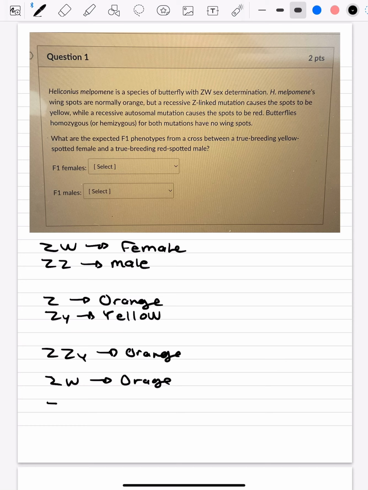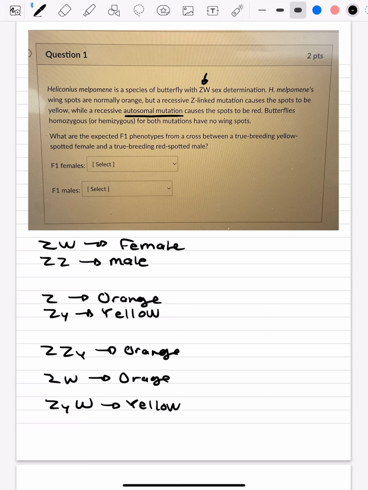Autosomal mutation means that it's a mutation located on any chromosome apart from the sex chromosomes. Autosomal is going to be located on an autosome. An autosome is any chromosome apart from sex chromosomes. So right off the bat, we know that we have a recessive autosomal mutation as well. Since it's autosomal, it's not going to be located on the sex chromosomes. It's going to be located on some different chromosomes, so we're going to have an entirely different chromosome with entirely different genes on it.